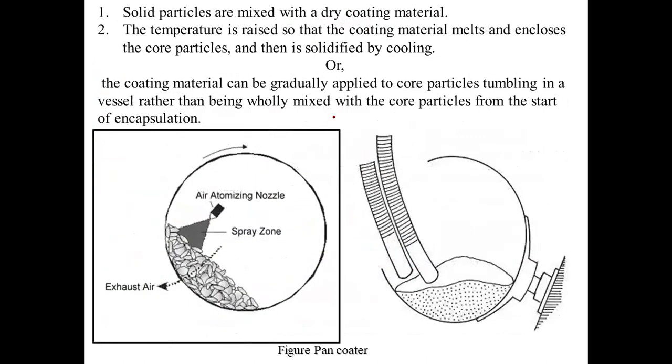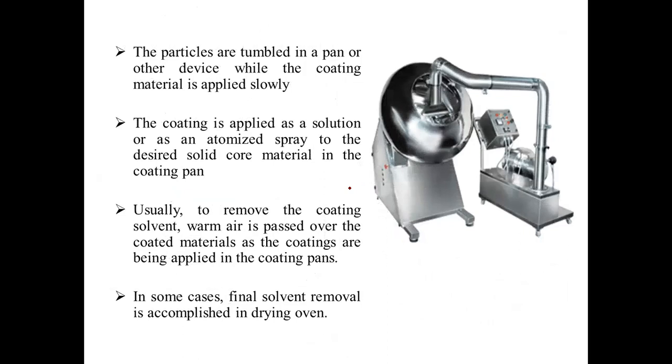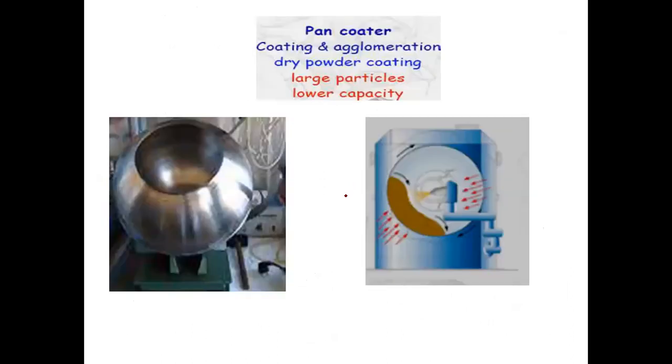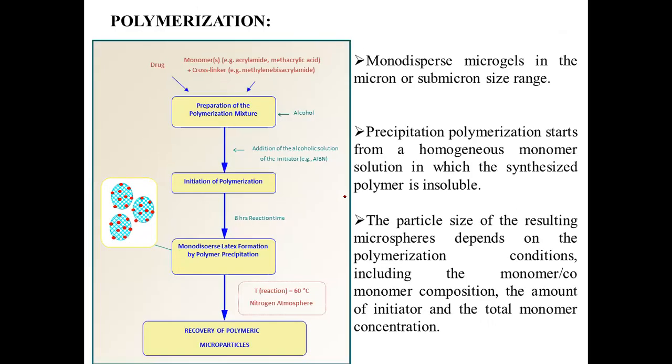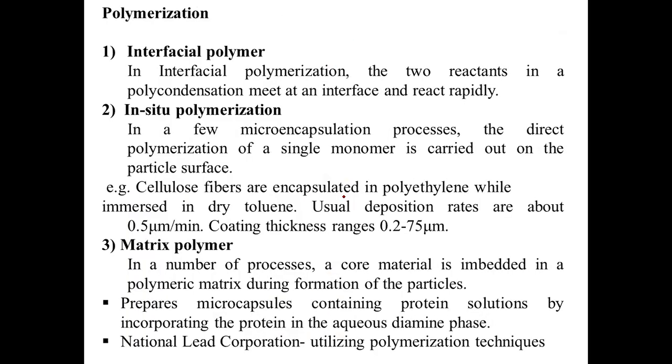Then pan coating, which is similar to our tablet pan coating, which contains one coater where the core material is placed, and with the help of the nozzle, coating solution is applied on a tablet core, and it is dried with the help of the oven, which has an exhaust air and thermal air also. Warm air is passed to the coating material, and finally drying in the oven will accomplish the coating process. And polymerization: there are three methods, interfacial polymerization, in situ polymerization, and matrix polymerization techniques.